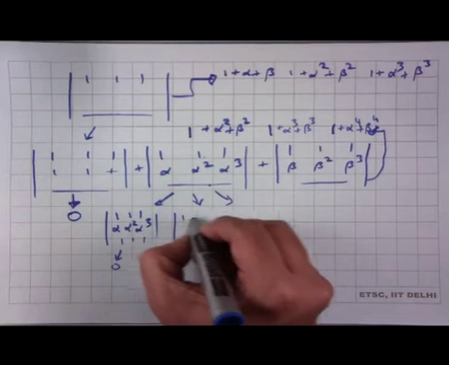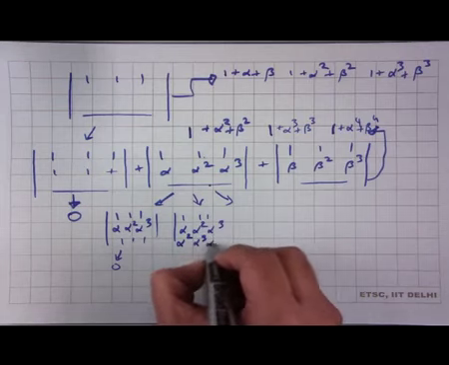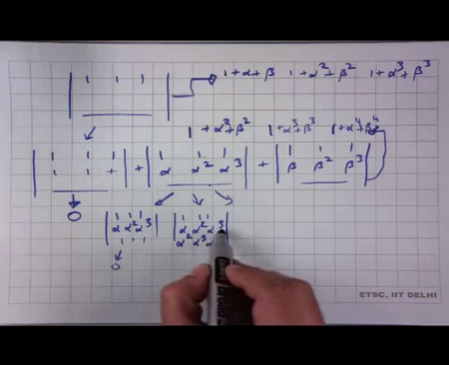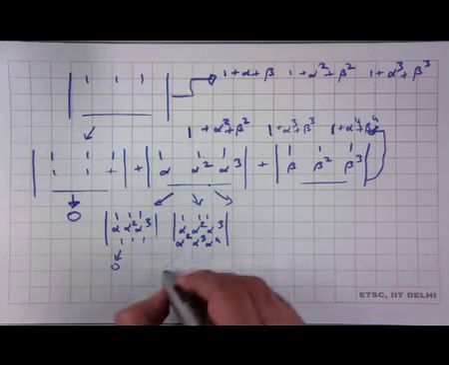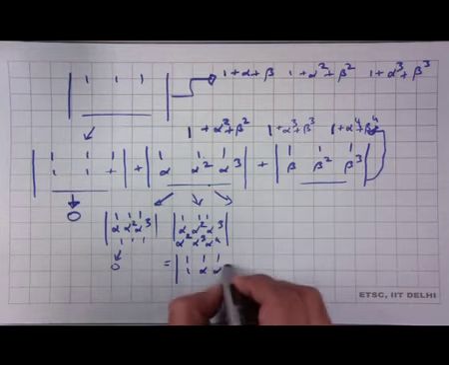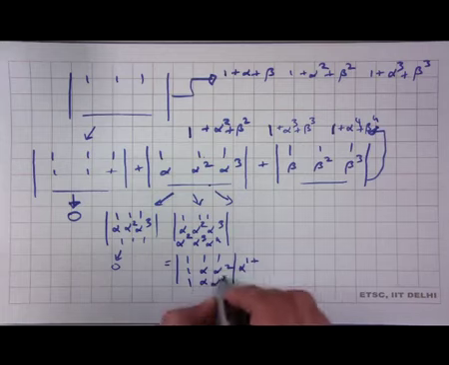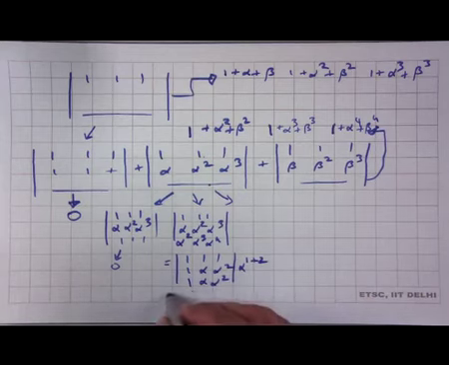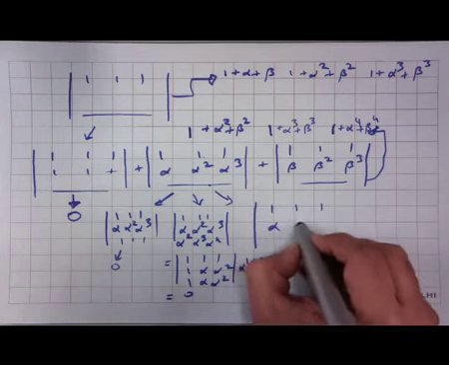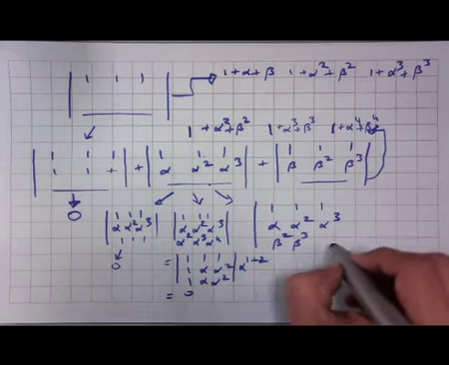Why? Because we have 1, 1, 1, alpha, alpha square, alpha cube, then alpha square, alpha cube, alpha power 4. Effectively, these two rows are the same because you can pull out an alpha here, which will be 1 alpha alpha square, and we can pull out alpha square here, and that will also be 1 alpha alpha square. So these two are the same, so this is also 0. So all we will be left with is 1 1 1, alpha alpha square alpha cube, beta square beta cube beta power 4.